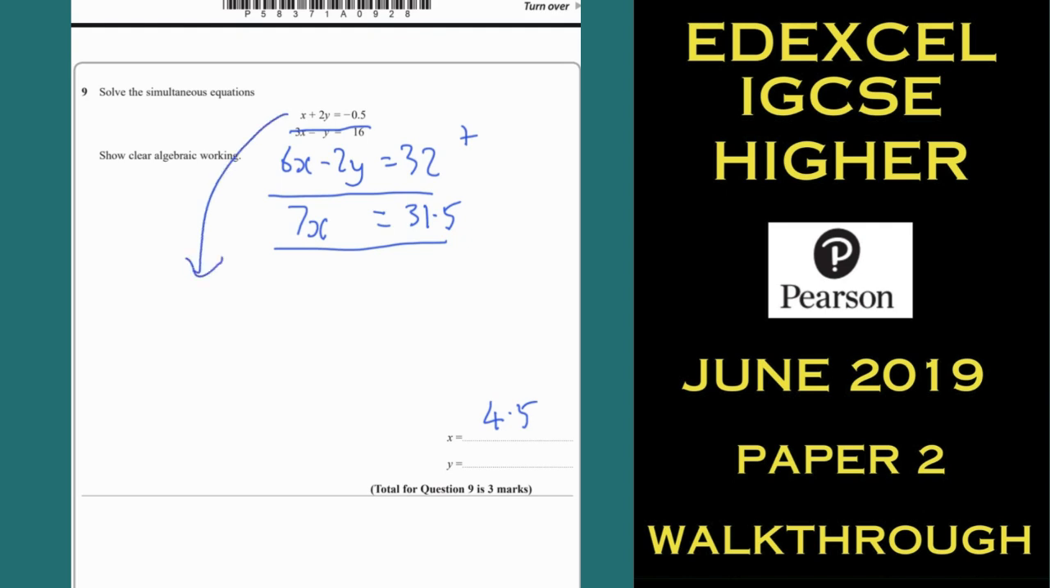I'll go back to my top equation. I'll write it out, but I'll replace the x with the 4.5 I have just found, and it now becomes a standard couple of steps, two-step solving equation. So I'm going to subtract 4.5 from both sides, and we divide negative 5 by 2. We get negative 2.5.